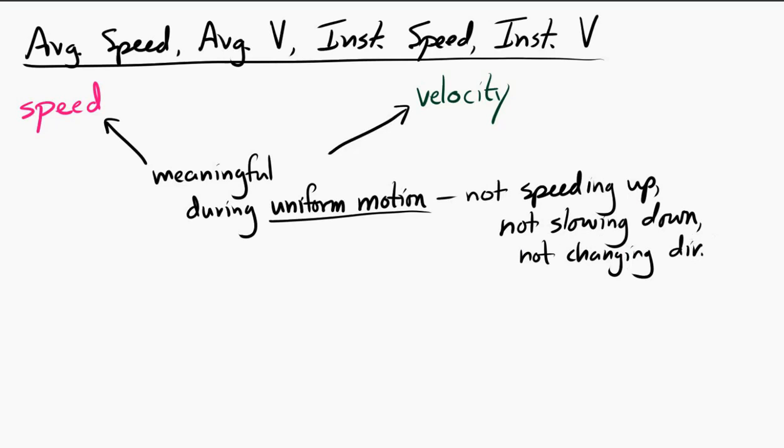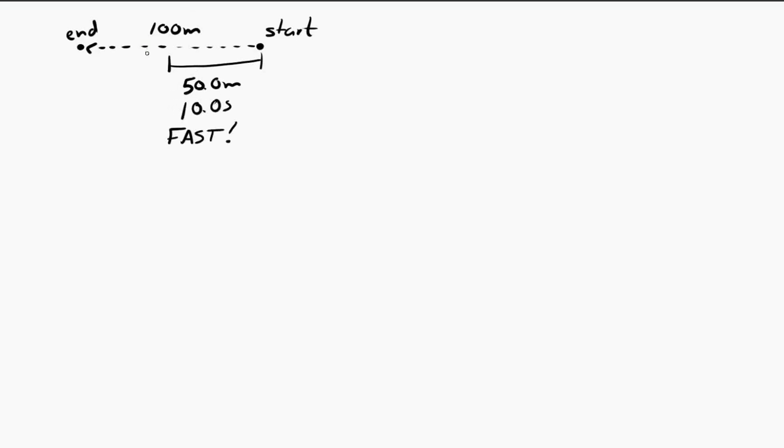So let's say that you travel 100 meters going to the west. But for the first 50 meters, you run pretty fast. That takes you 10 seconds. And for the second part of the 50 meters, you're getting a little tired, and that takes you 25 seconds.